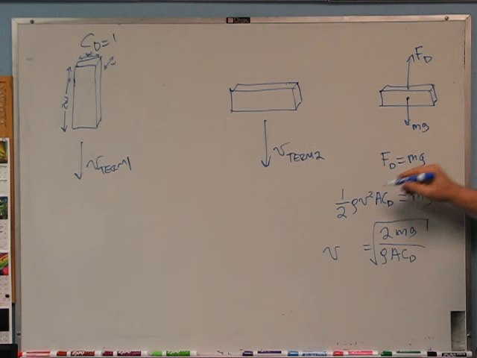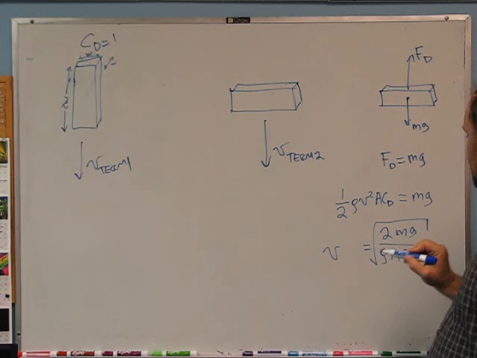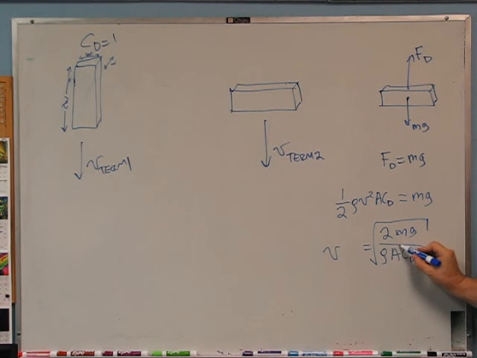Now, if you think about it, what is different between these two cases? Well, they both have the same mass because they're the same box. They both have the same gravity because they're both falling on Earth. They have the same C_D because I told you just assume C_D equals 1. Hand wave a little bit. They have the same rho because they're falling through the same air. The only thing that's different is A.